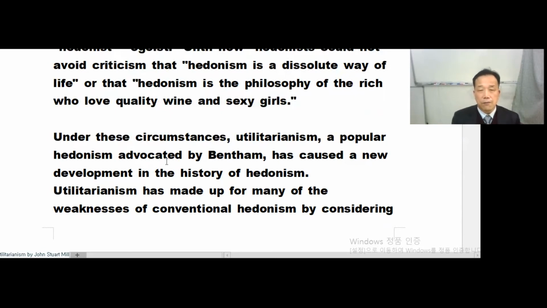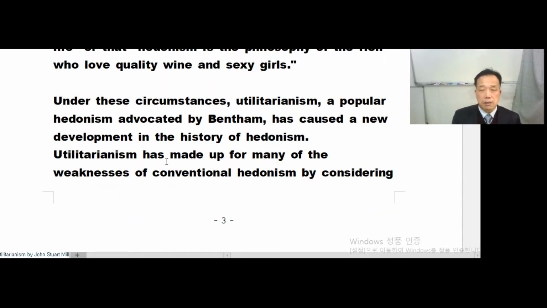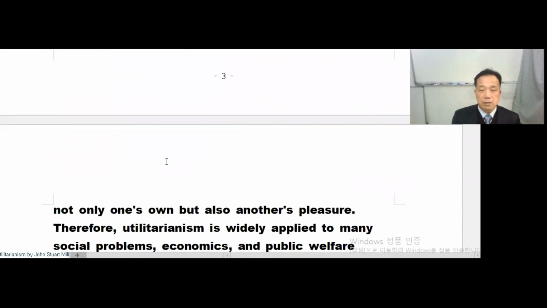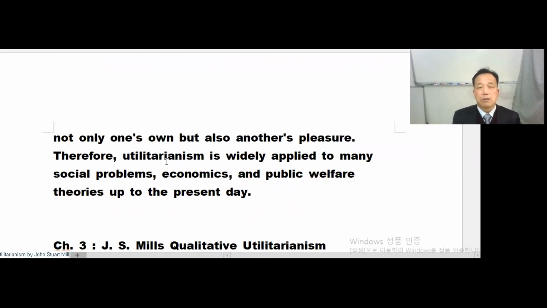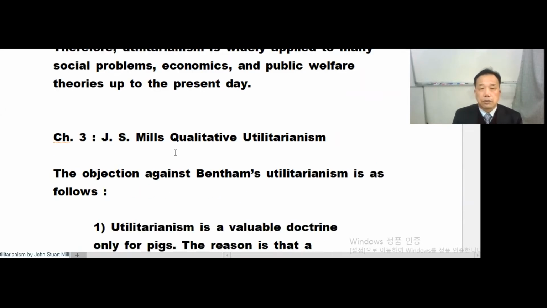Utilitarianism has made up for many of the weaknesses of conventional hedonism by considering not only one's own pleasure but also others' pleasure. Therefore, utilitarianism is widely applied to many social problems, economics, and public welfare theories up to the present day.